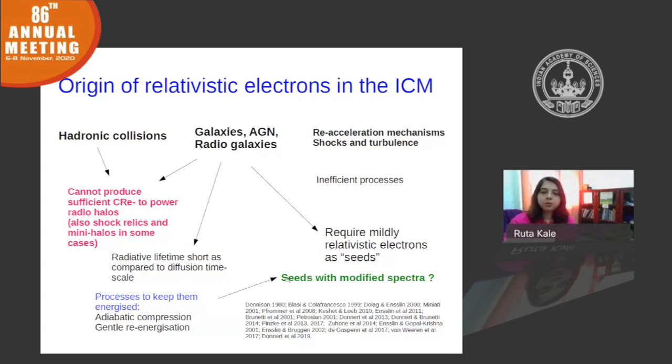So we set out to look at the properties of these seeds because the simulations that predict the presence of halos, etc., assume certain spectra for these seeds. However, through observations, this is not very well known.